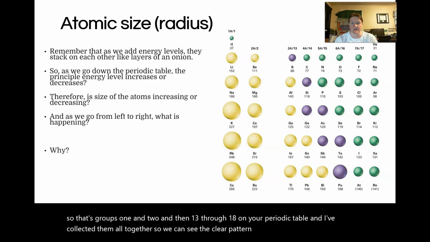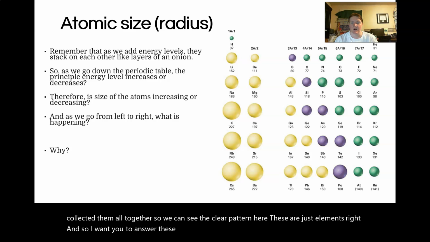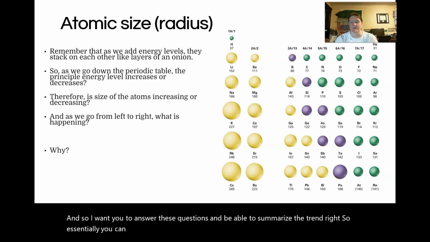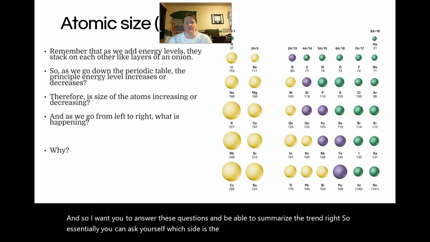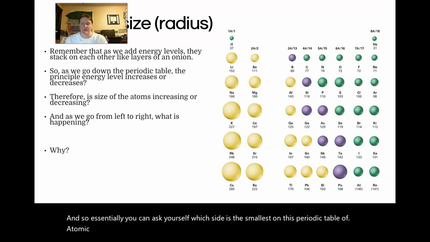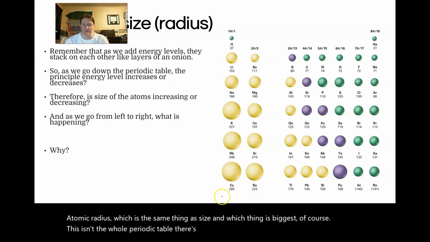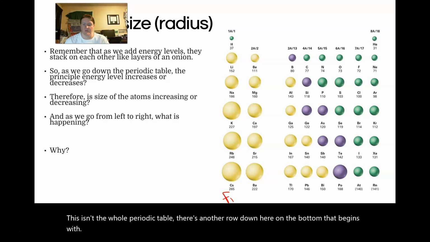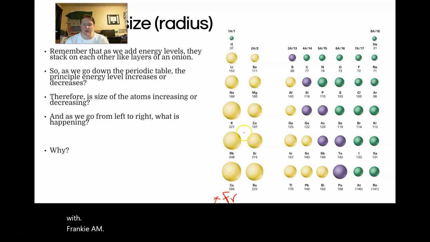These are just elements, right? And so I want you to answer these questions and be able to summarize the trend. Essentially, you can ask yourself, which side is the smallest on this periodic table of atomic radius, which is the same thing as size, and which is biggest? Of course, this isn't the whole periodic table. There's another row down here on the bottom that begins with francium, and so you would be able to anticipate, just going down this group, that francium is going to be bigger than cesium.